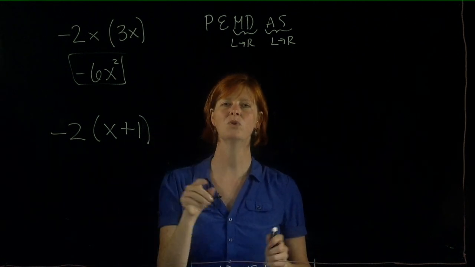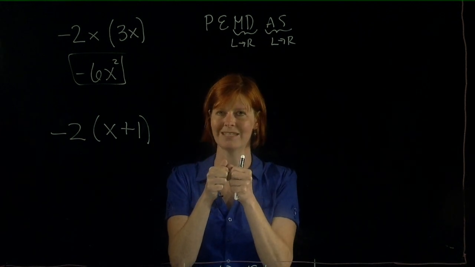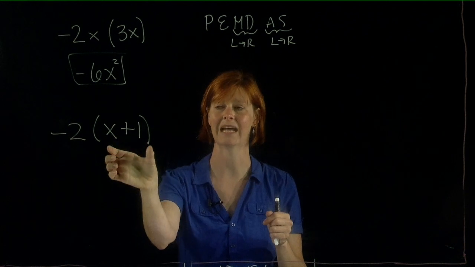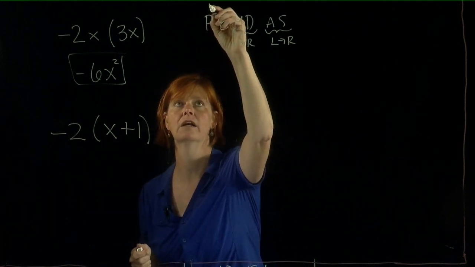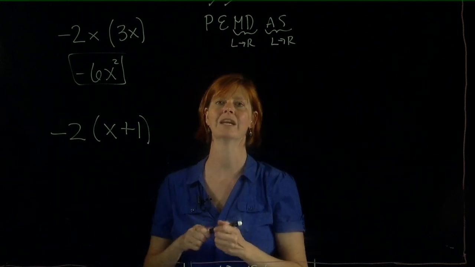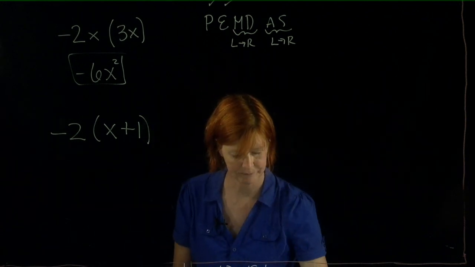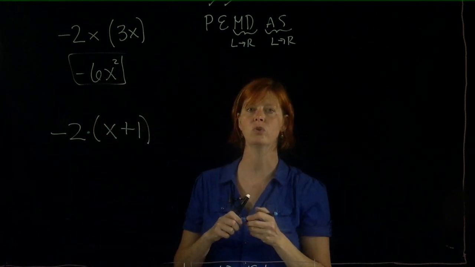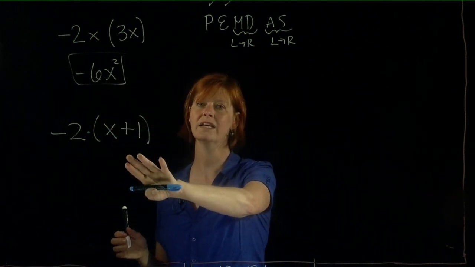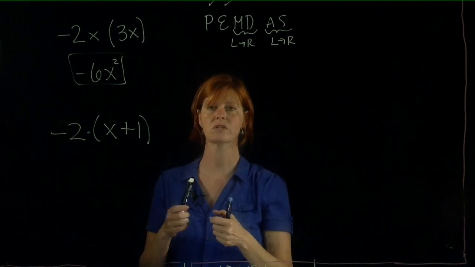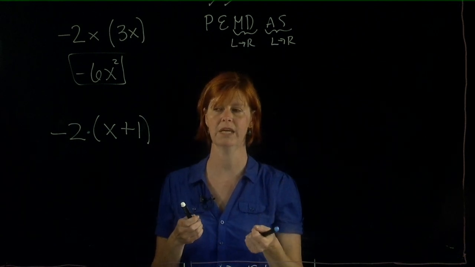Is there anything to do inside of the parentheses? The answer is no, because in x plus 1, the terms are not like. So I'm going to put a check. Are there any exponents? No. Is there any multiplication or division? Yes. It's right here: it's negative 2 times the quantity x plus 1. So this is called the distributive property of multiplication.